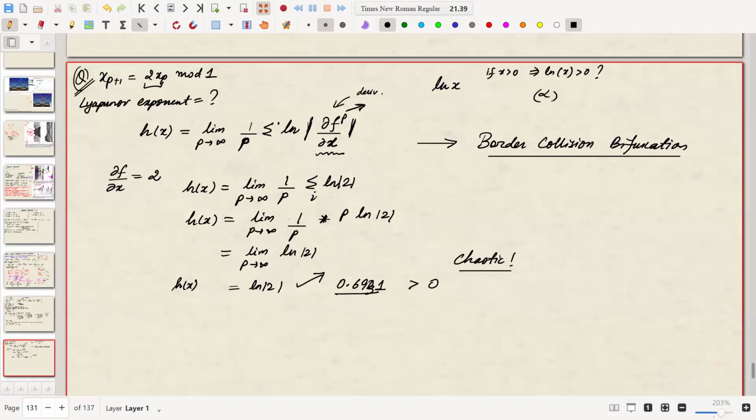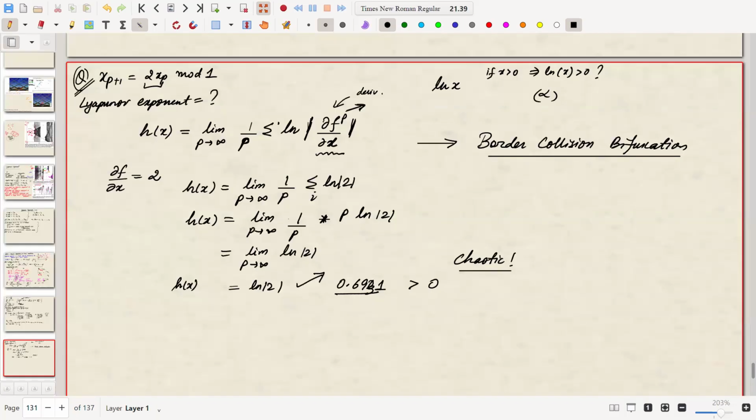When the function value is 1, at x_p equals 1/2, 2x_p is 1. So at x_p equals 1/2, the map is discontinuous. And the derivative also doesn't exist here. The derivative of the map doesn't exist at x equals 1/2 because at x equals 1 it forces back to 0. So it is discontinuous there also.